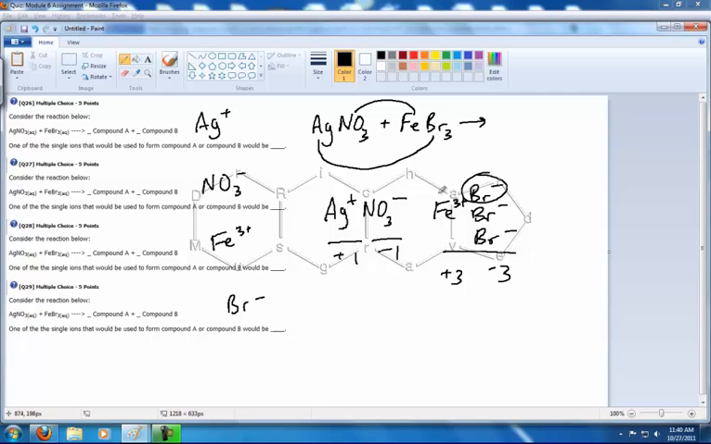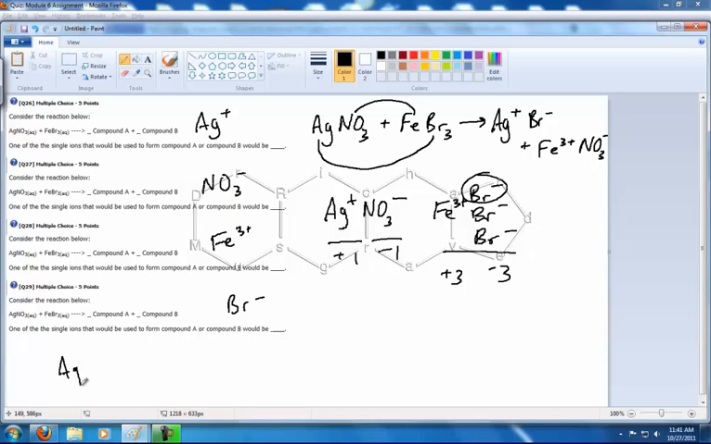I'm going to take this one step further and show you how these join together. So what we're going to do is we're going to join this together. We're going to have an Ag+ joining with the Br-, and then we'll have the Fe3+ joining with the NO3-. And that's going to form compound A, and this one's going to form compound B. So let's see how that goes.